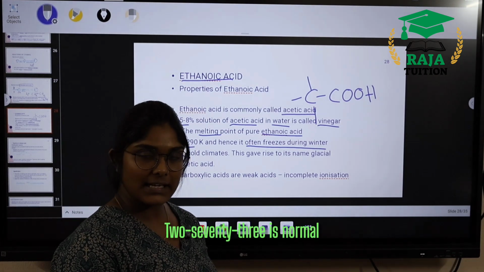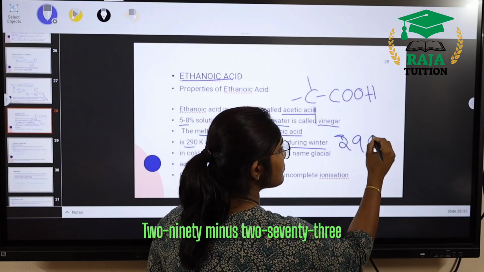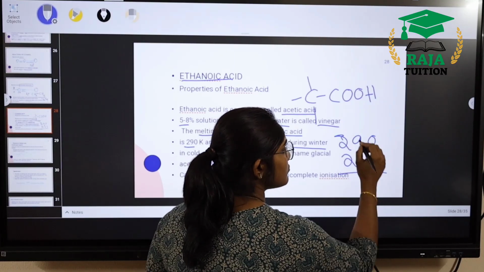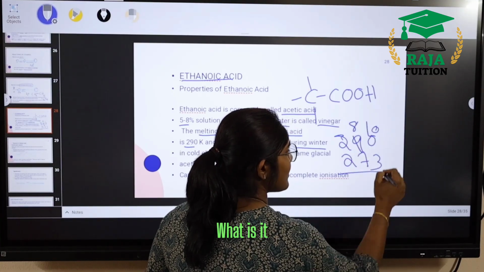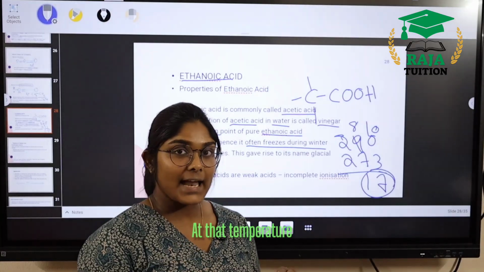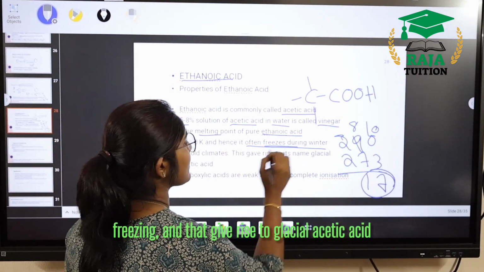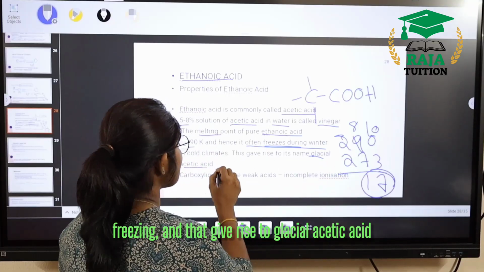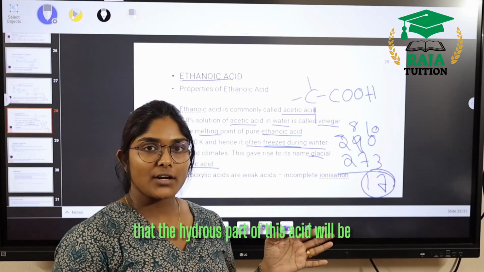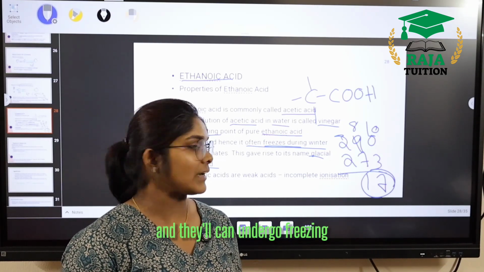290, 273 is normal, so 290 minus 273 is 17 degrees Celsius. At that temperature, it undergoes freezing and gives rise to glacial acetic acid. The water part of the acid is removed during that time and the acid undergoes freezing.